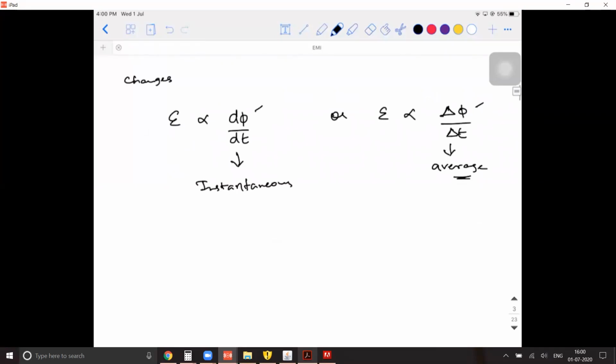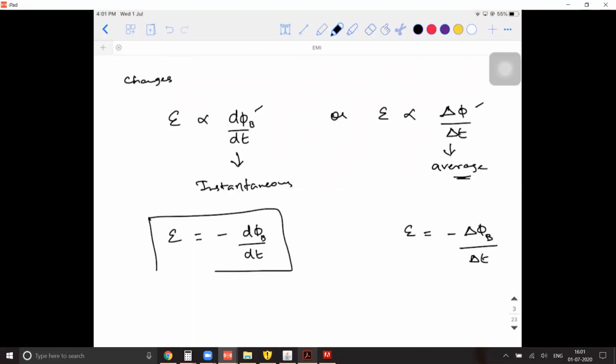When you remove the proportionality symbol, the constant which is introduced is -1. Let's not worry about how it has come. This is how the statement goes. So minus d phi by dt. To be more specific, I should write it as magnetic flux for you to remember. So EMF is equal to minus d phi B by dt, or EMF is equal to minus delta phi B divided by delta t. This is the mathematical expression for Faraday's law of electromagnetic induction.